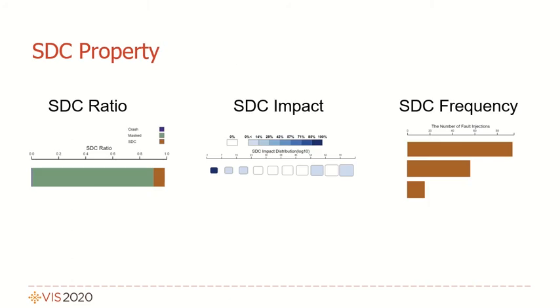In this study, we use three metrics: SDC ratio, SDC impact, and SDC frequency to quantify a program component's vulnerability. SDC ratio tells how likely an error in a component will lead to an SDC outcome. SDC impact shows how badly an SDC will introduce error into a computation's final output. SDC frequency gives information on how frequently SDC events happen in a program component.